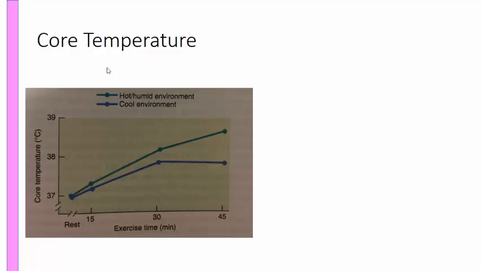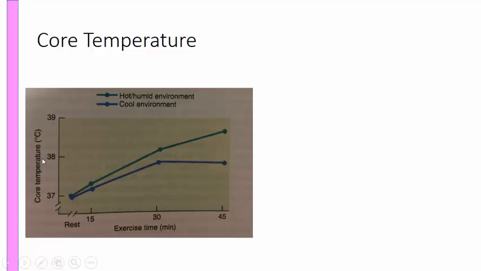Now let's talk about our body's responses to exercising in the heat. With core temperature, we have core temperature on the y-axis here and exercise time on the x-axis. This is at a constant steady state intensity. If we are exercising in a cool environment, our core temperature is still going to increase. It goes from about 37 degrees Celsius almost to 38 degrees Celsius, and then it's going to plateau off. We're at a steady state intensity and we're in a cool environment.